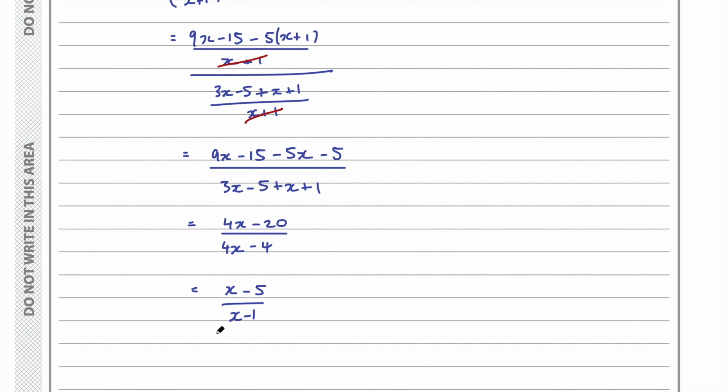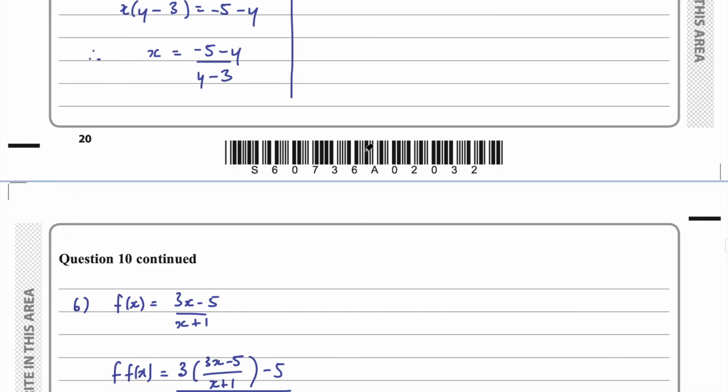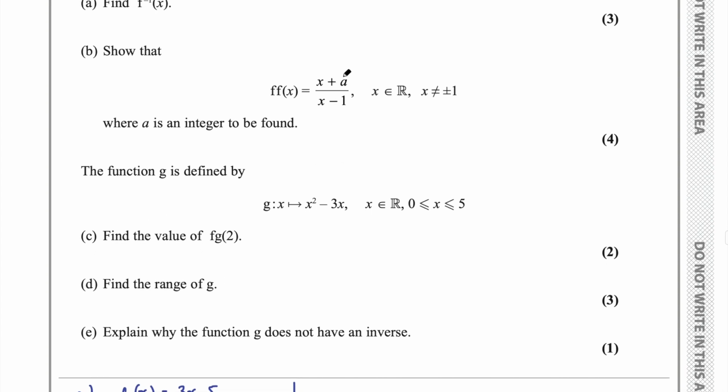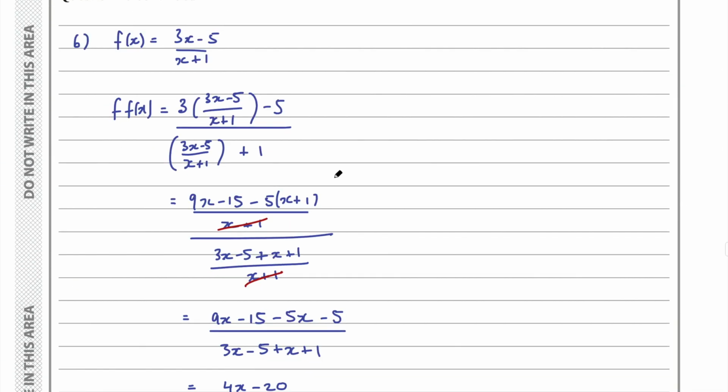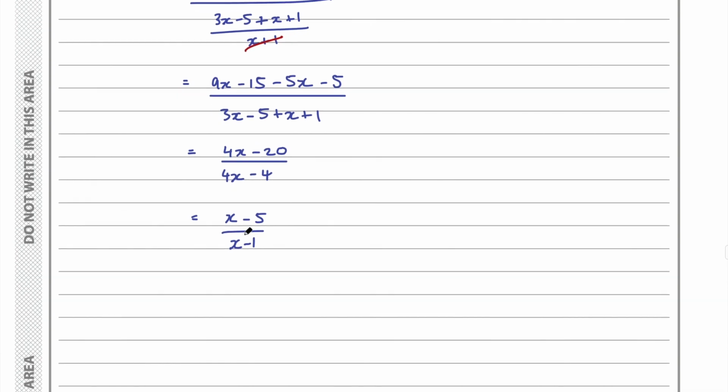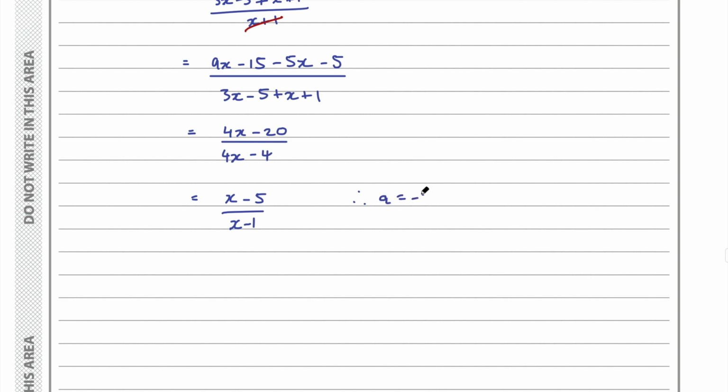Okay, so I think that's in the form they were looking for. Let's go back to the question. They were looking for it in the form x plus a over x take 1. Well, in this case, a is a negative number, and that's fine. Just because it says positive in the question doesn't mean it can't be a negative number. I think that's in the form we're looking for. So we can go ahead and stop there. x take 5 over x take 1. Therefore, a is negative 5. And remember to write the domain again. x belonging to the real numbers, and x cannot equal 1 because then we get 0.